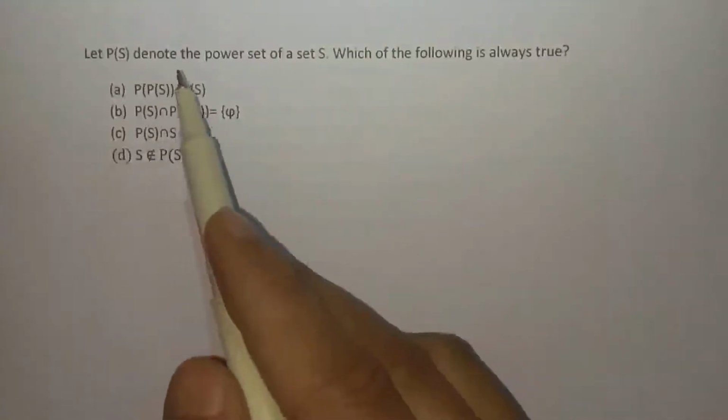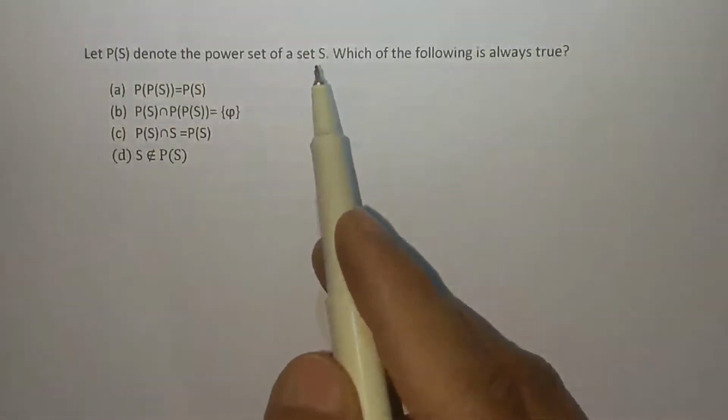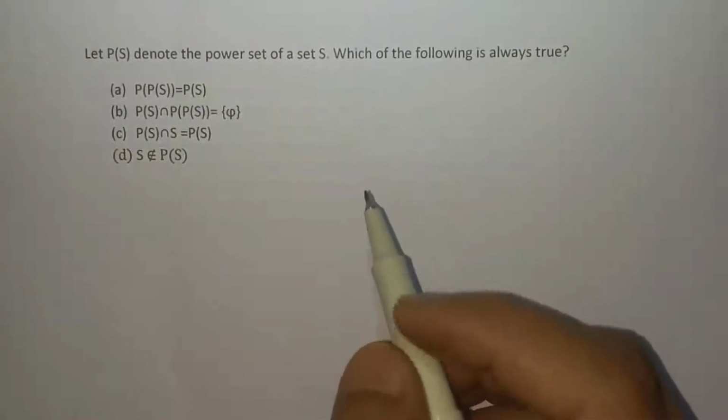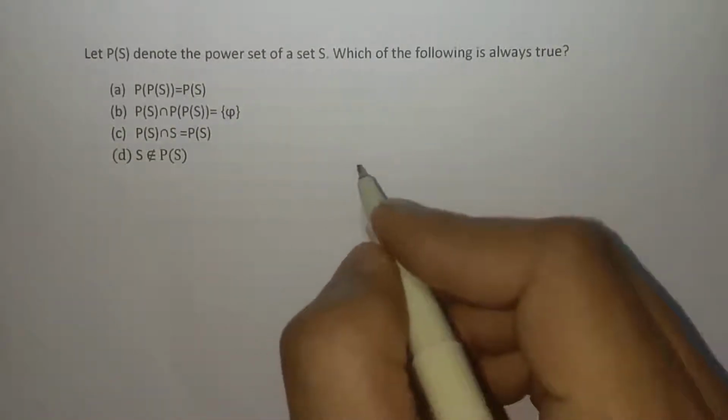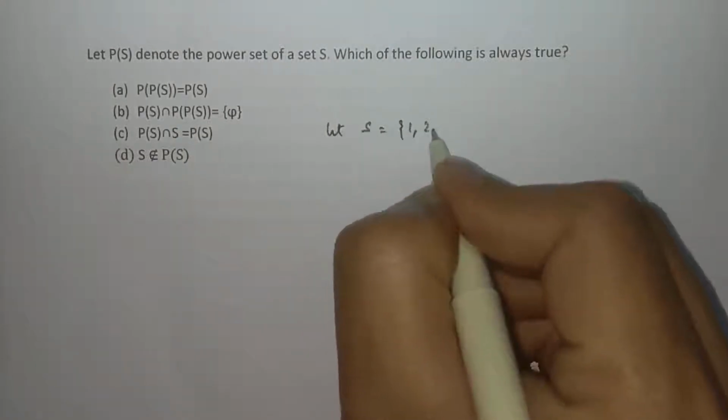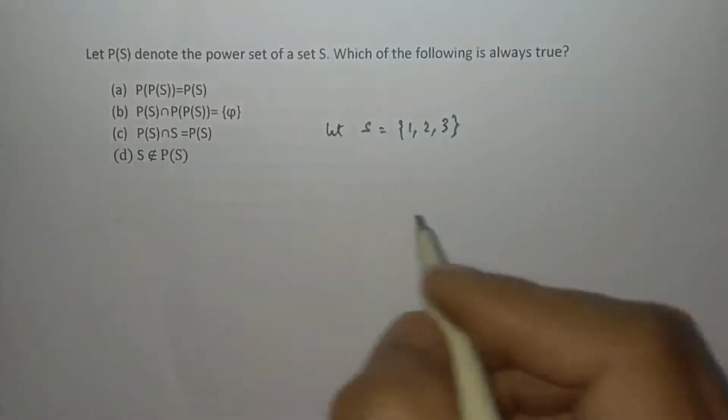Let P(S) denote the power set of set S. Which of the following is always true? So let set S be equal to {1, 2, 3}.